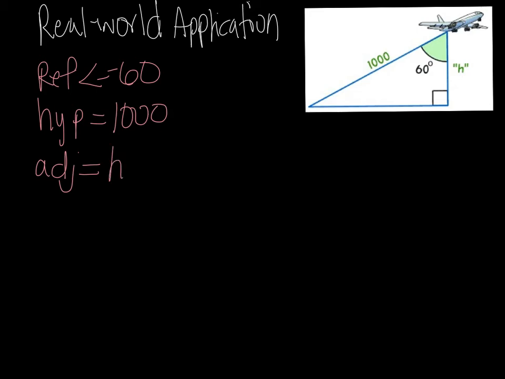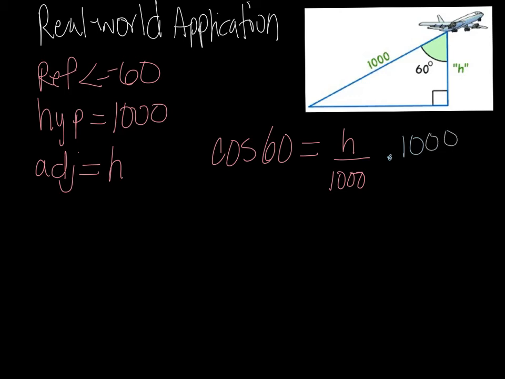Step 2, we're going to set up our trig ratio. We have cosine of angle 60 equals adjacent over hypotenuse. Once again, we now have our ratio. We're going to do step 3, solve for the variable. So here we'll do our inverse operation and multiply both sides by 1,000 to get rid of the denominator. These two cancel out. I'm left with 1,000 times cosine of 60 equals the height of the airplane.